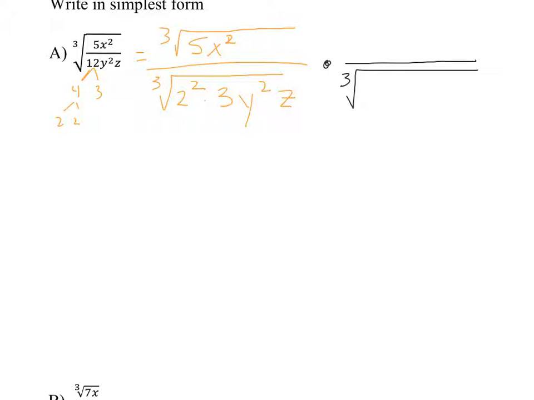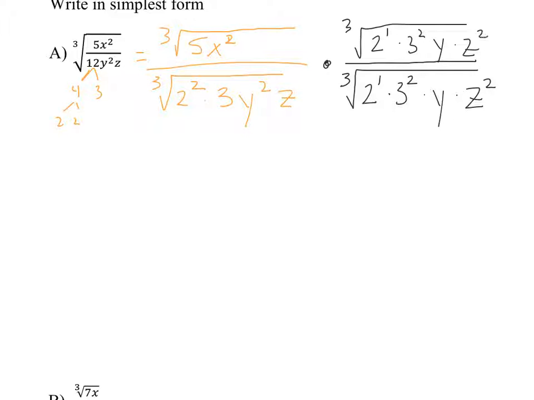So I'm looking at this. I already have 2 2's. It's a cubic root. I need one more, so I'm going to add 1 2 here. When I look at my 3, I have 1 3. In order to make a group of 3, I need 2 more. So I'm going to do 3 squared. Look at my y's. I have 2 y's. I need 1 more y, so I'm going to multiply by y. And I have 1 z. I need 2 more z's. So once I have that on bottom, it's the exact same thing on top. 2 to the first times 3 squared y z squared.